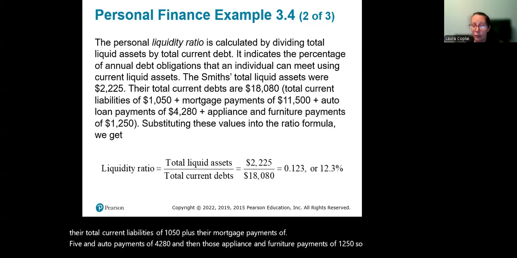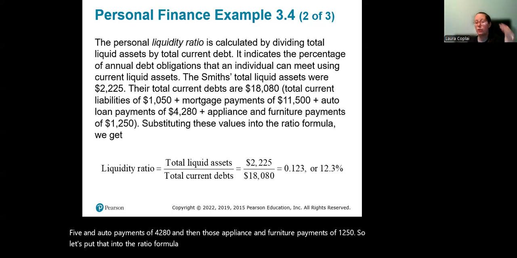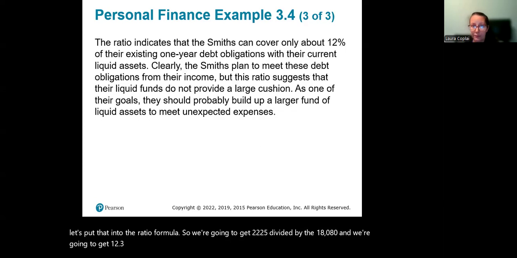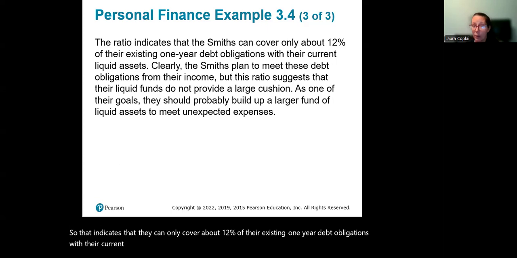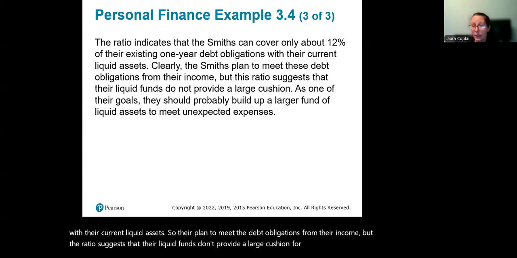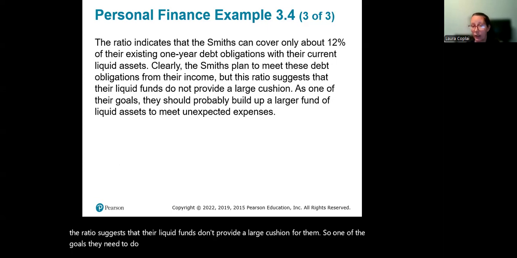So let's put that into the ratio formula. We're going to get 2225 divided by the 18,080, and we're going to get 12.3%. That indicates that they can only cover about 12% of their existing one-year debt obligations with their current liquid assets. They plan to meet the debt obligations from their income, but the ratio suggests that their liquid funds don't provide a large cushion for them. So one of the goals they need to do is build up a larger fund of liquid assets to meet unexpected expenses.